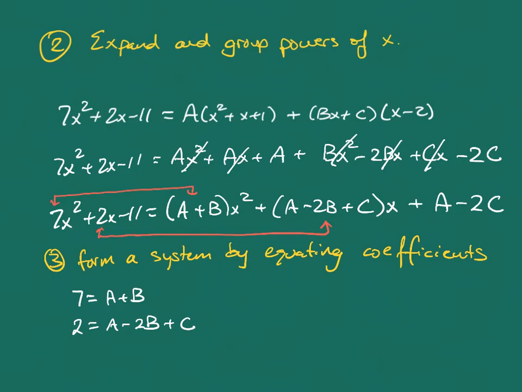And then finally, for my constants, I've got negative 11 over on the left. Let's go back to the right color with that one. So I've got negative 11 over on the left, and over on the right, I have a minus 2c. So I form this system by equating those coefficients. So I've got 3 variables and 3 equations. That's going to give me a solution.